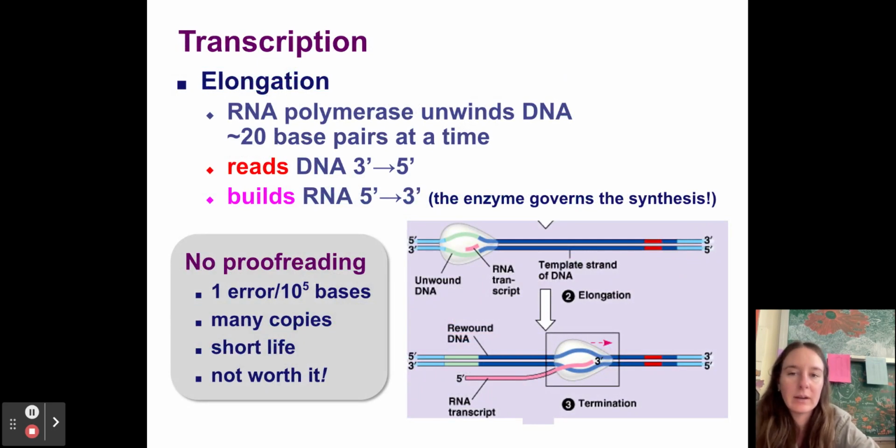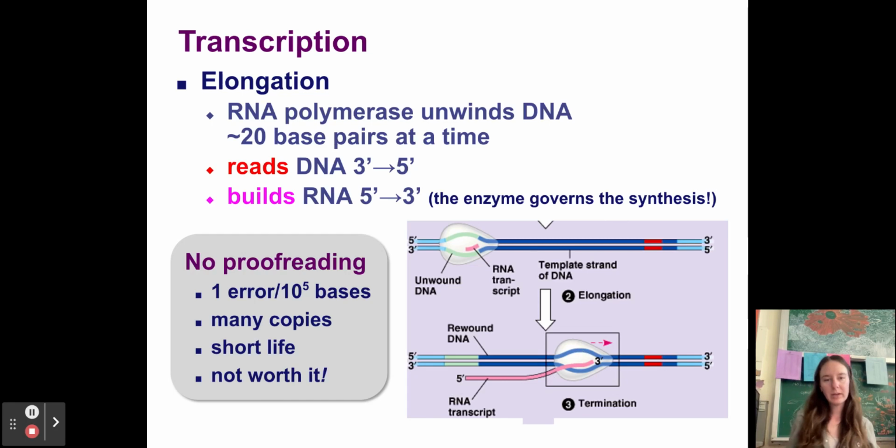Okay, now elongation. The RNA polymerase unwinds the DNA 20 bases at a time. The rest of it is rewound. So only 20 bases are exposed. Again, it's going to read the original DNA from 3 prime to 5 prime, but it builds the RNA from 5 to 3. And this is really important. We always build from 5 to 3.